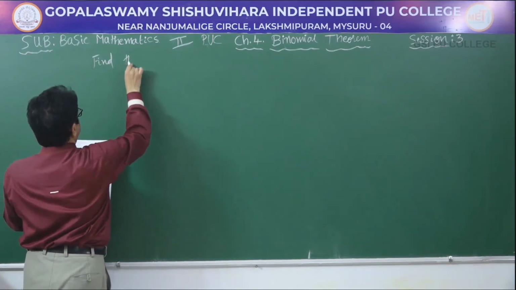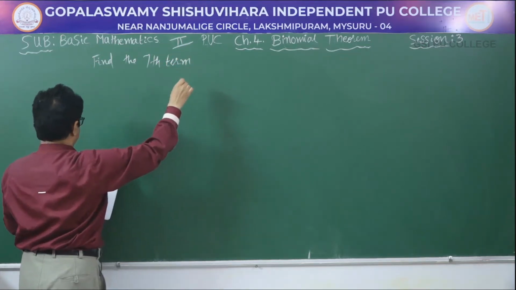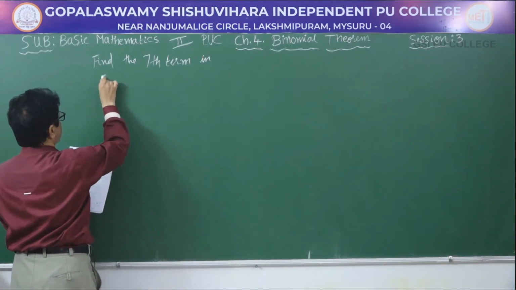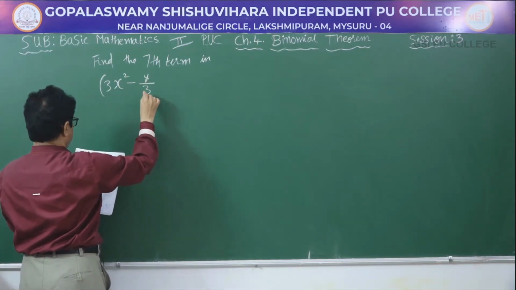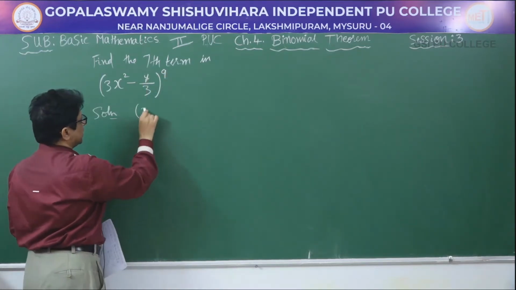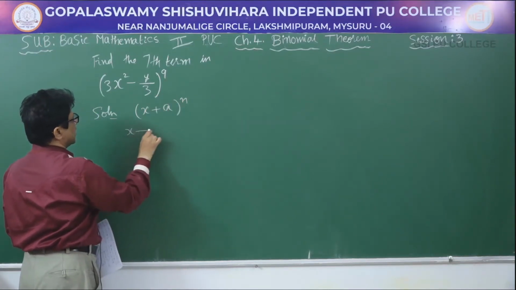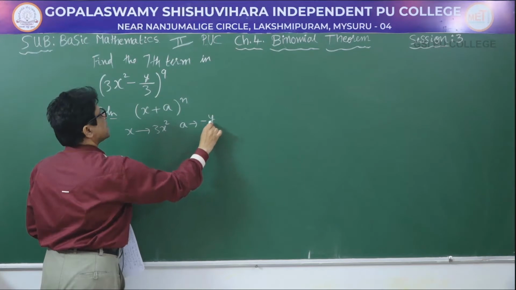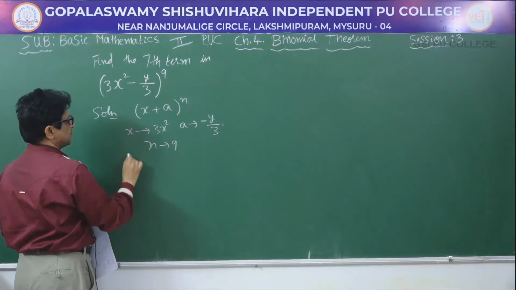Find the seventh term in (3x square minus y by 3) whole power 9. Comparing this problem with (x plus a) whole power n, x is nothing but 3x square and a is nothing but minus y by 3 and n is 9.